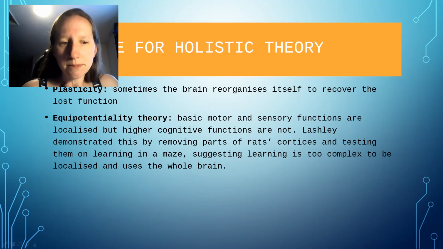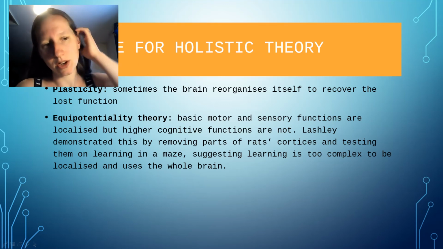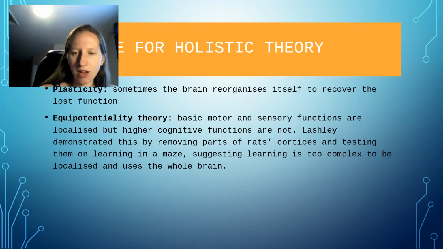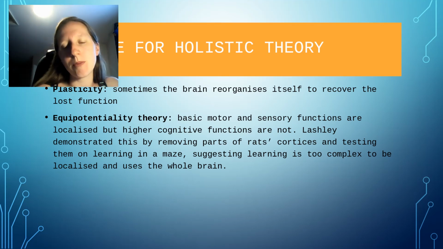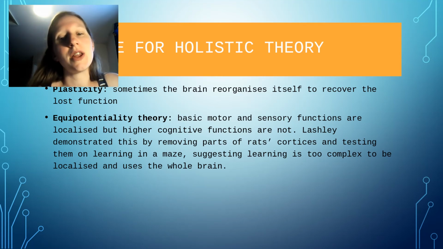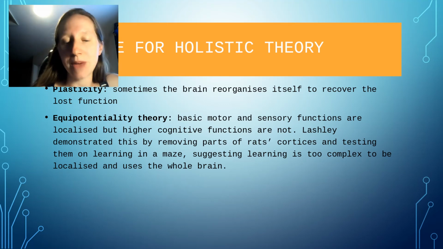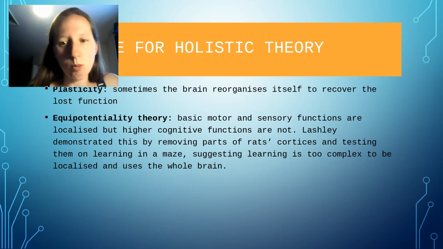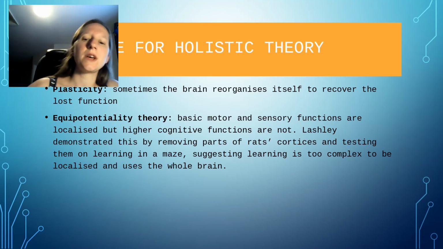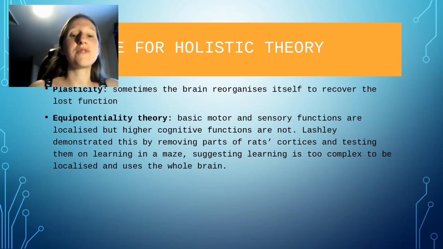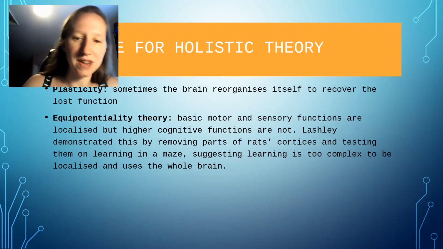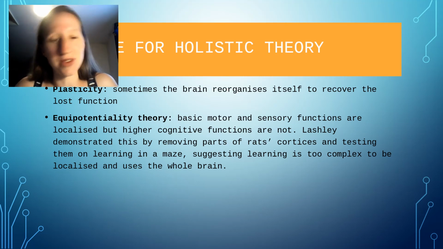The second theory was come up with by Lashley, called equipotentiality theory. Lashley did this really interesting experiment where he put rats in a maze and wanted to test how well they could learn and memorize their way out of the maze. He removed different parts of the rats' cortex. He did lots of different experiments where he removed different bits of it. Sometimes he just removed 10% of the cortex, sometimes he removed up to half of the cortex.